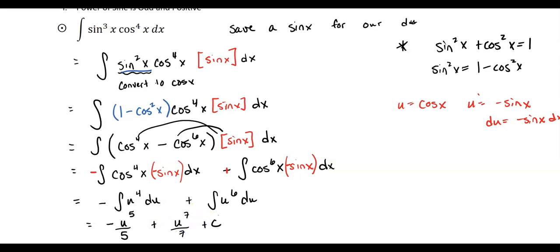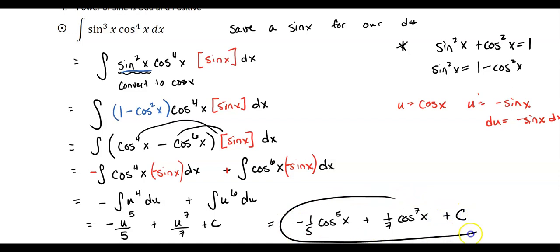And then finally, the last step is to plug the cosine back in. So I'll have negative 1/5 cosine to the fifth power of x plus 1/7 cosine to the seventh power of x, all plus c. And that's going to be my final answer for this problem. So you can see the entire problem worked in front of you.